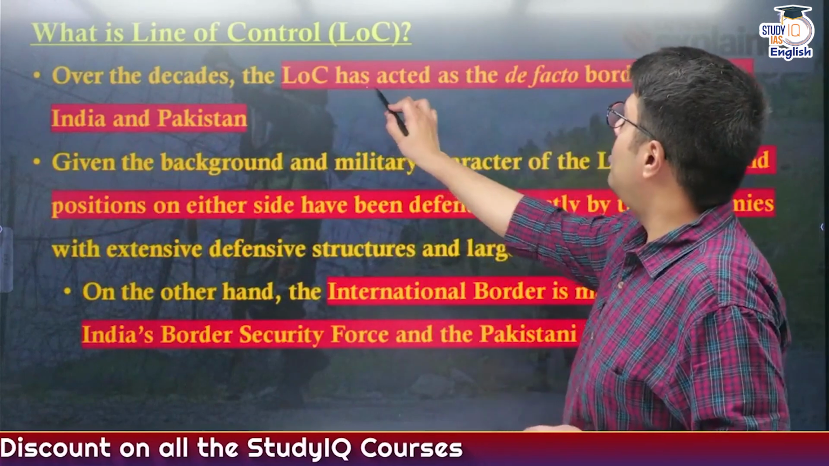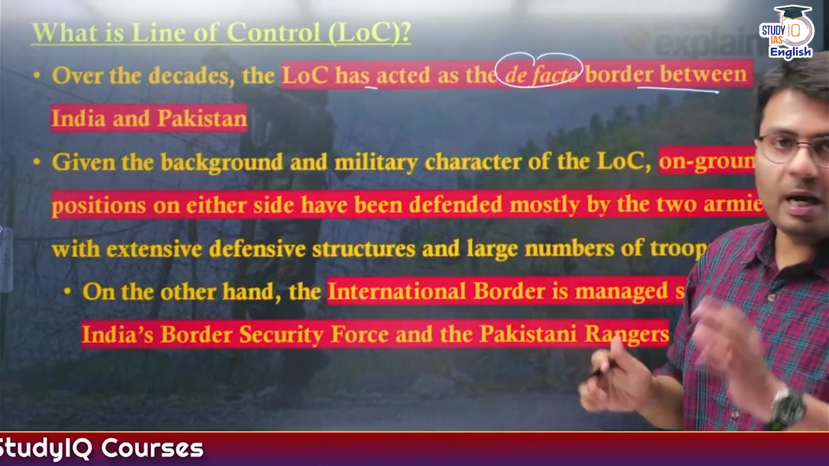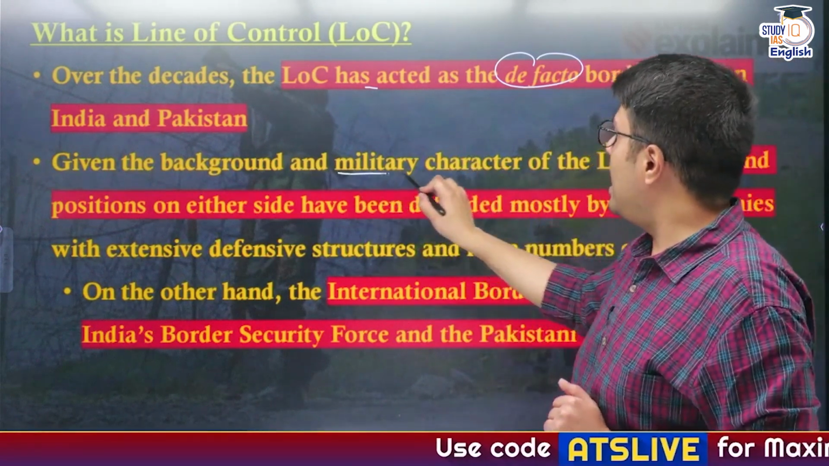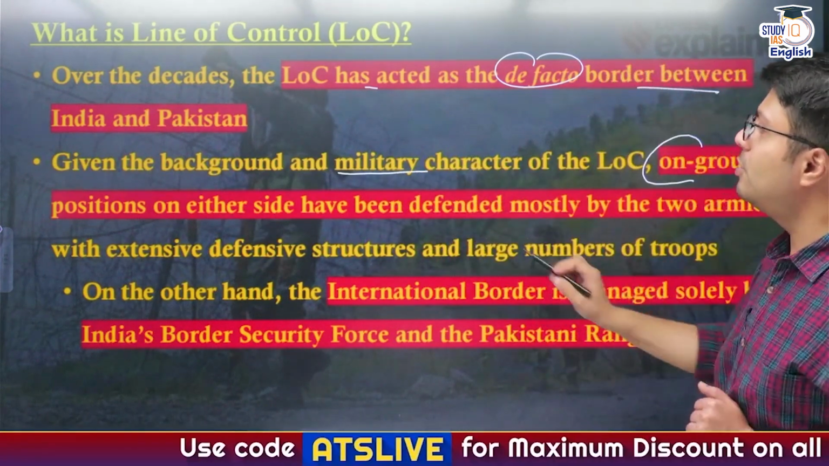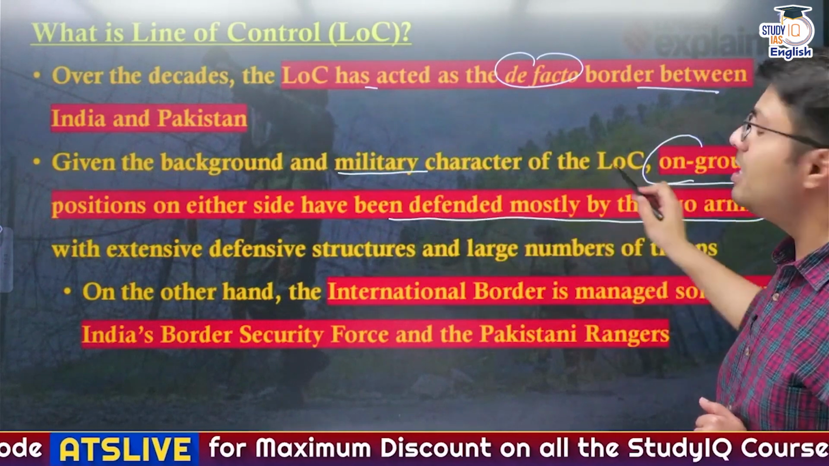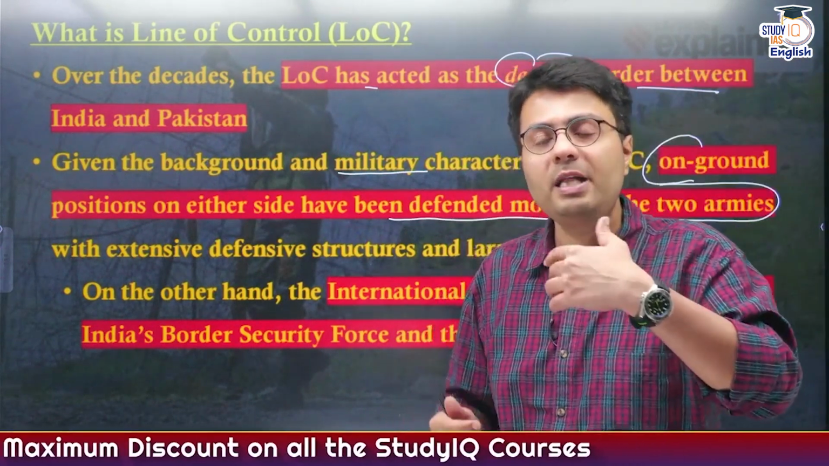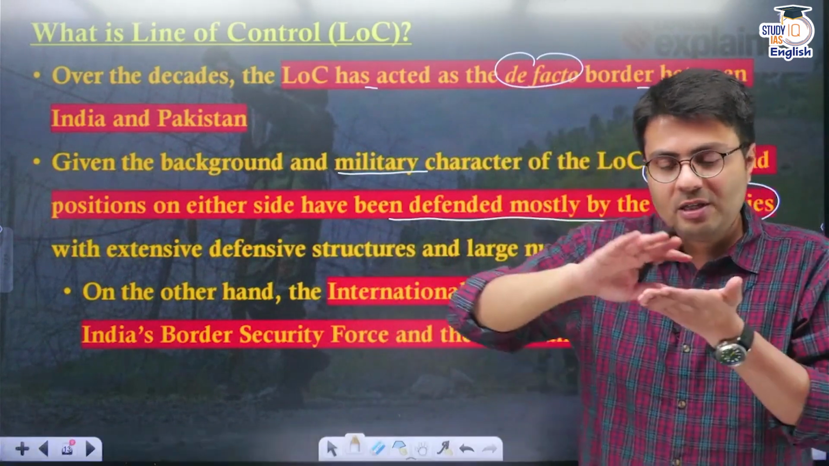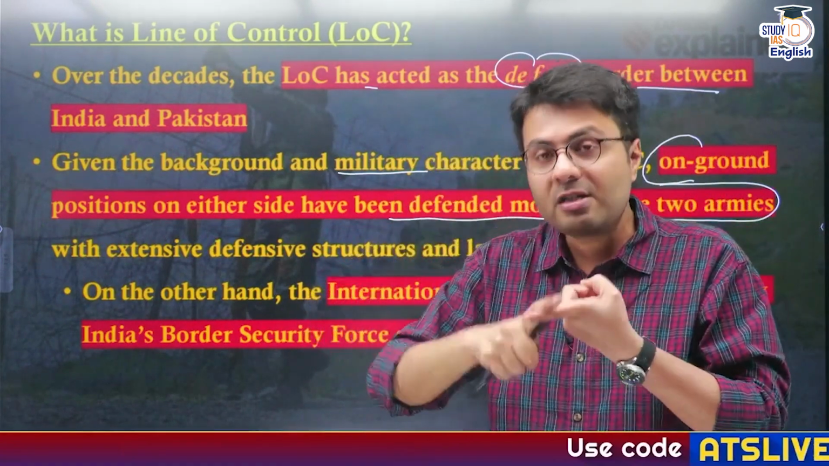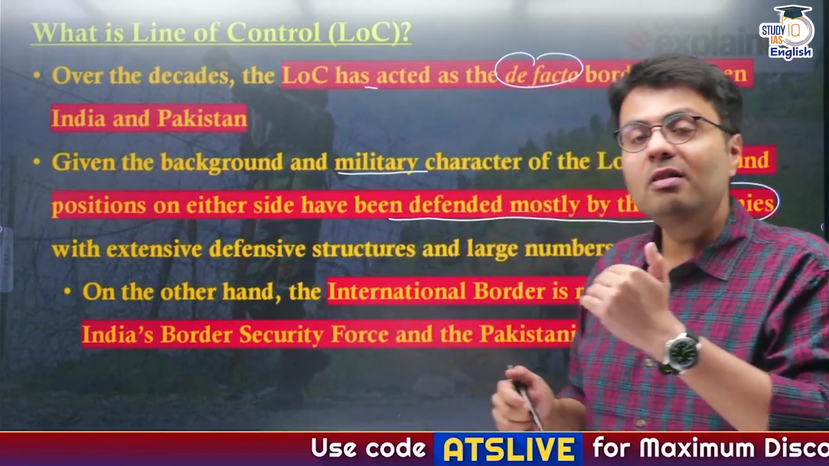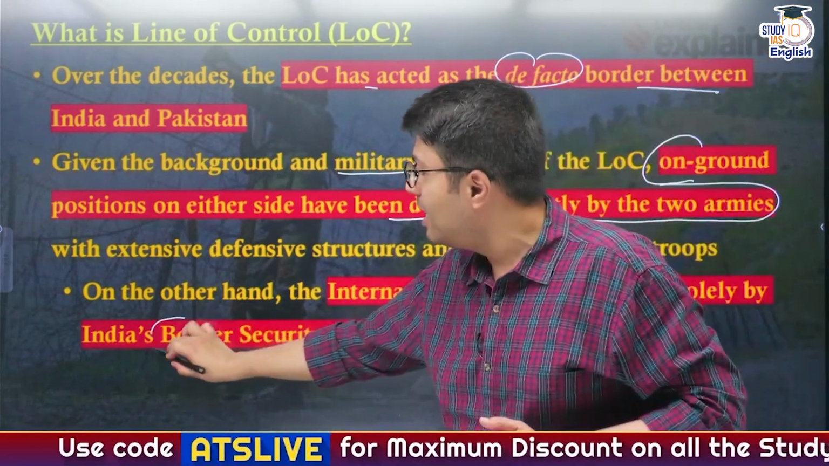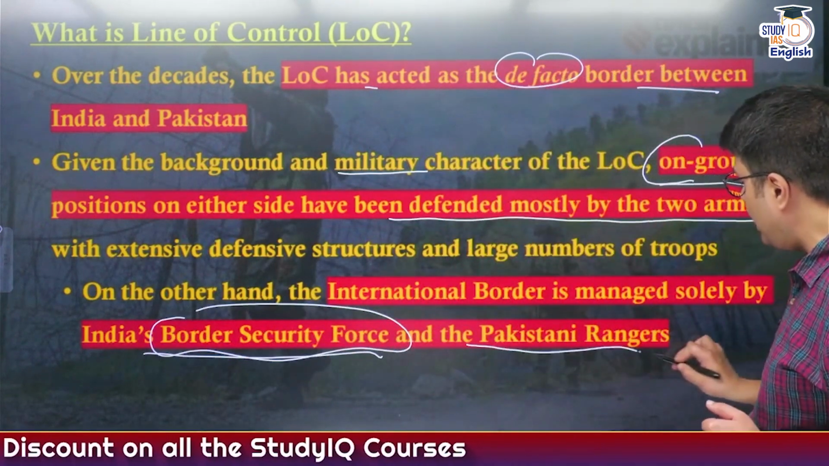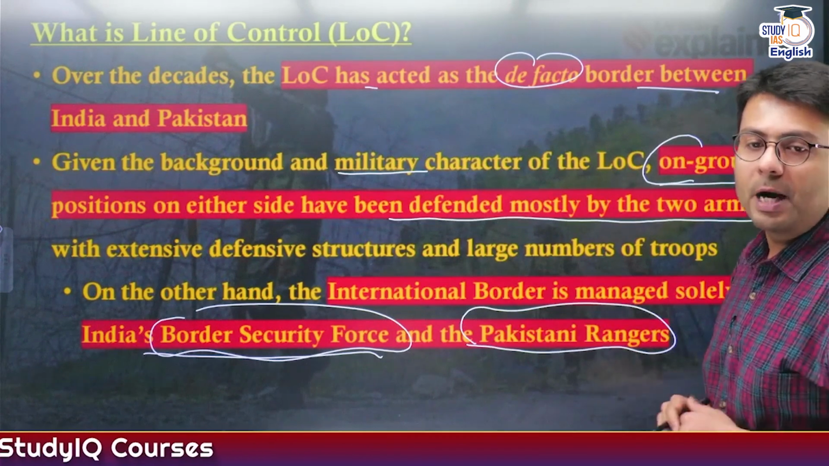Now, over the decades, LoC has acted as a de facto border between India and Pakistan. This I have told you, the difference between de facto and de jure borders. And given the military character of LoC, on-ground positions on either side need to be defended mostly by the two armies. So, there is also a difference between the forces that are deployed on the boundaries. Now, on the international boundary, that is in the boundaries located in the states of Gujarat, Rajasthan and Punjab, the border on the Indian side is manned by India's Central Armed Police Force known as the Border Security Force. Similarly, on the Pakistani side, it is manned not by the Pakistani Army but by the Pakistani Rangers.